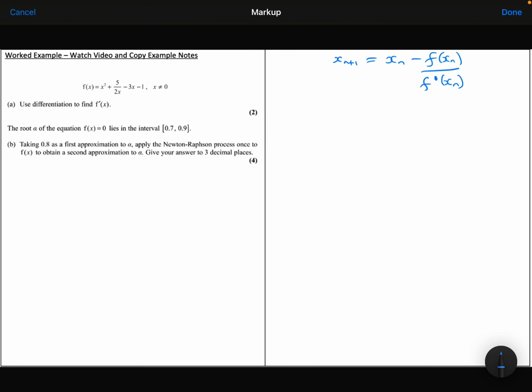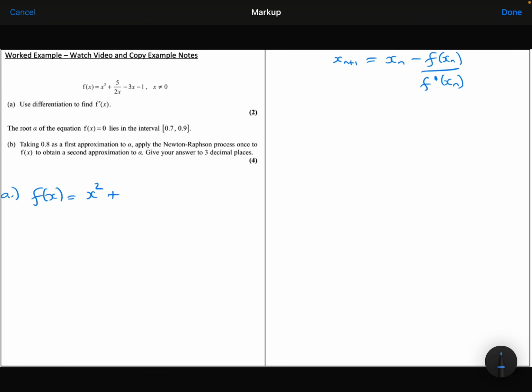f of x is equal to x squared plus 5 over 2x minus 3x minus 1. Part A, use differentiation to find f dash x. So first things first, in order for me to differentiate f of x, I need to write it in a form that can be differentiated.